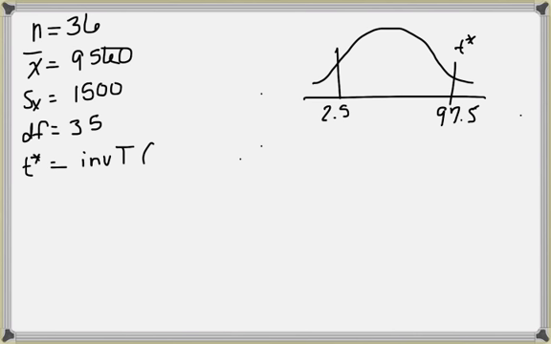So under the curve, we need to do 0.975. Then we need to do degrees of freedom. So in our calculator, if we do that, we get 2.03. So that's going to be our critical value.